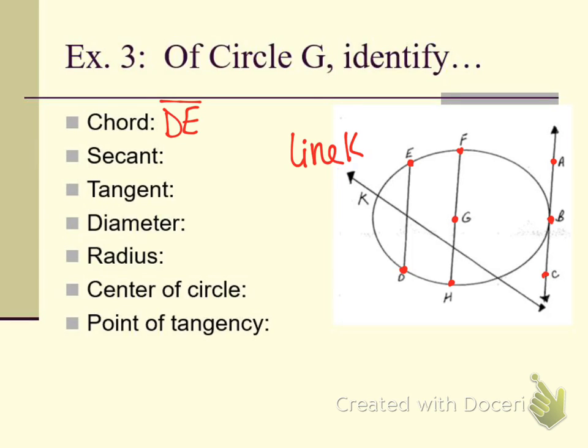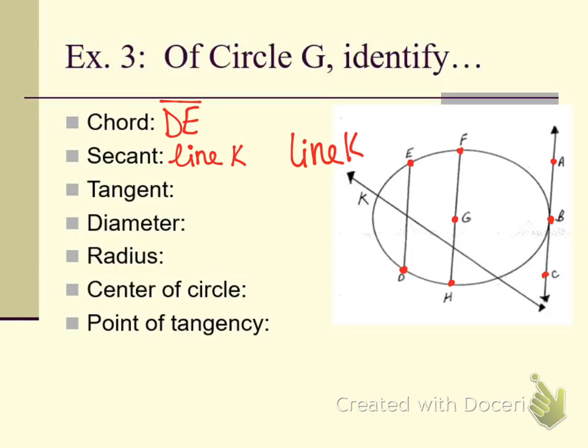Secant, we already talked about. That one's line K. Okay, a secant has to be a whole line, not just a segment. Secant and chord are similar. However, one's a line, one's a segment. Tangent.